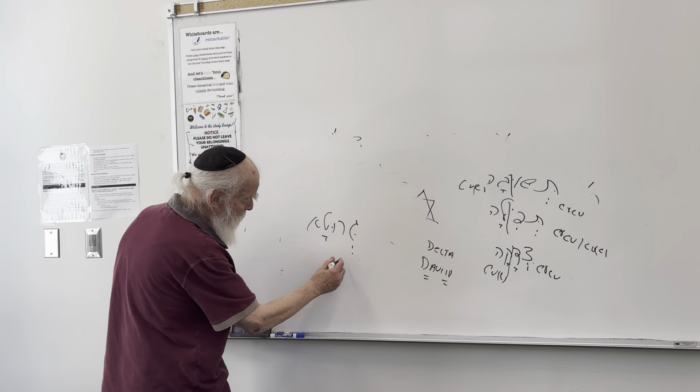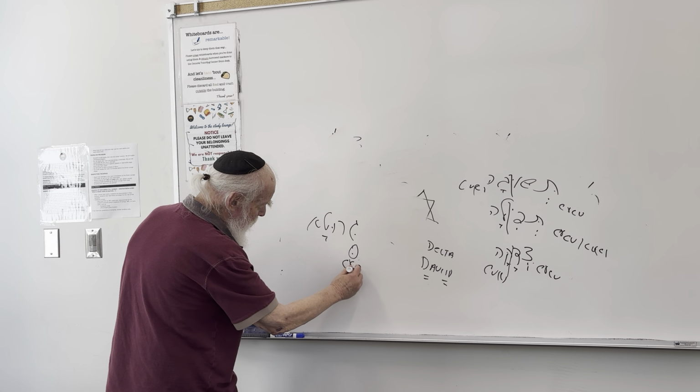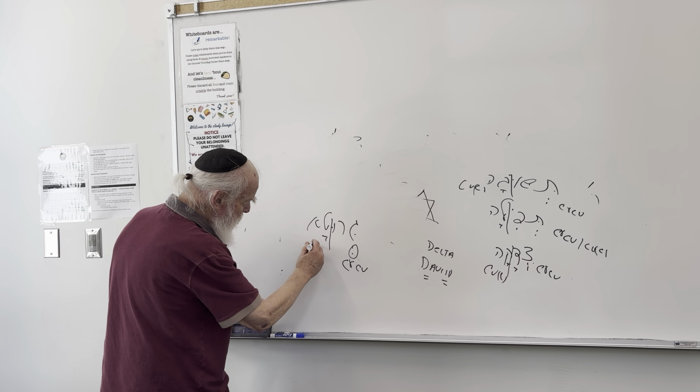CV and CV, you see how I'm doing this? The Gimel has a Dagesh Kal, Shva does not need the Gimel. The Resh has a Shuruk, and the last syllable is CVC.